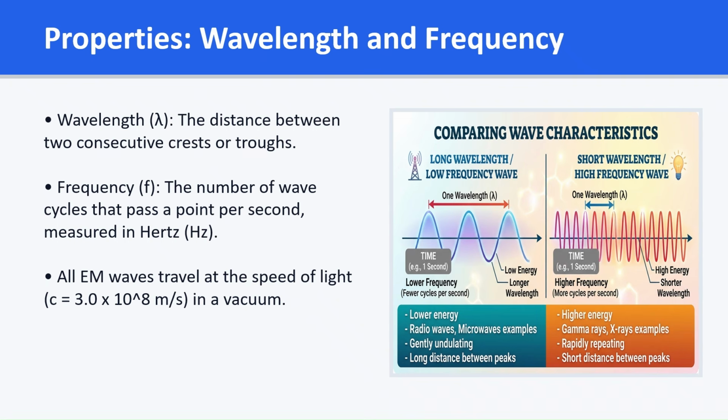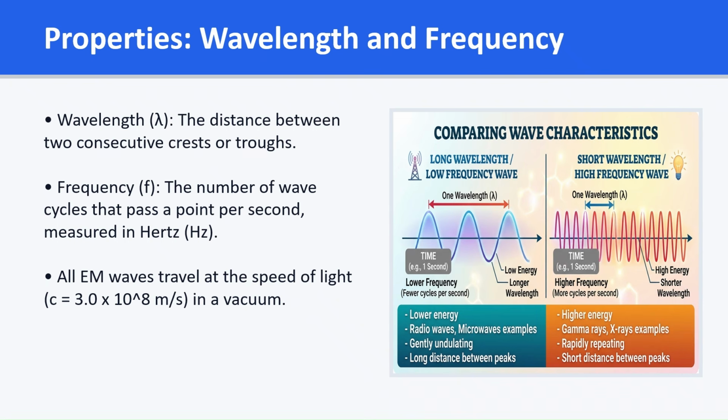So all EM waves travel at the speed of light, which is c equal to 3.0 times 10 to the power of 8 meters per second in a vacuum. So again, the wavelength is the literal length of one wave cycle. Again, wavelength, one wavelength, and this is the wavelength.